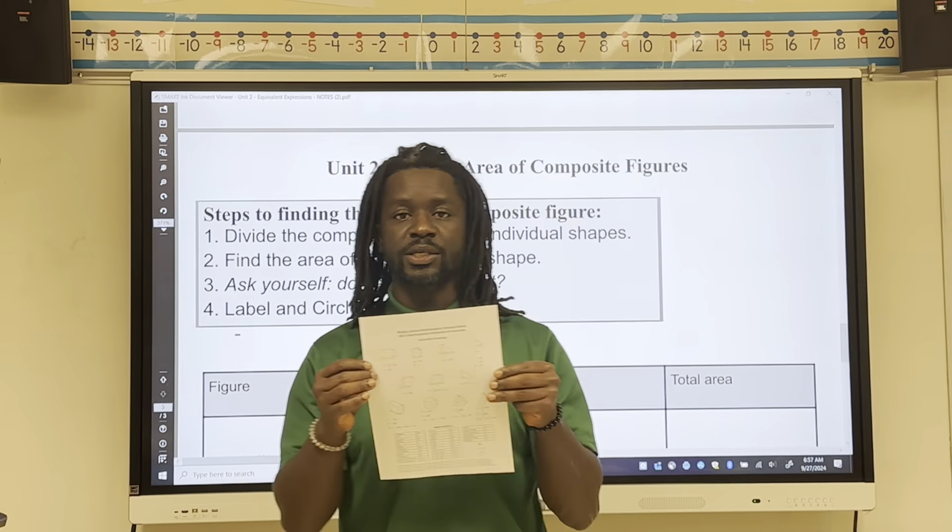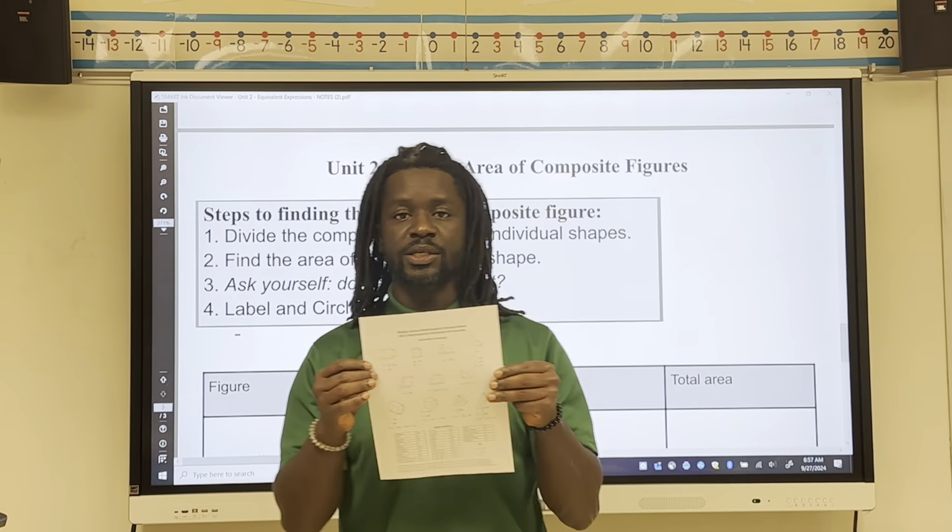So first thing we need to do is we need to take this figure and we need to divide it up into individual shapes, all right? And so what I want you to understand is there are multiple different ways that we could divide this shape so that we have 2 shapes that we know.